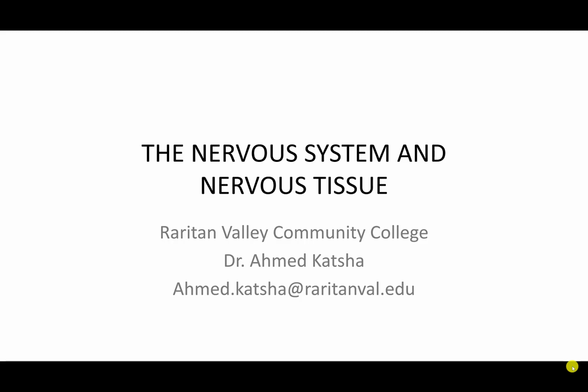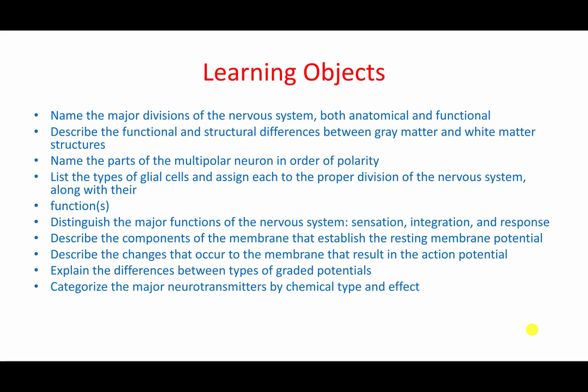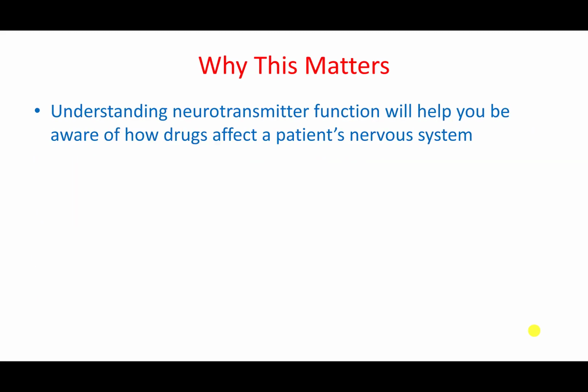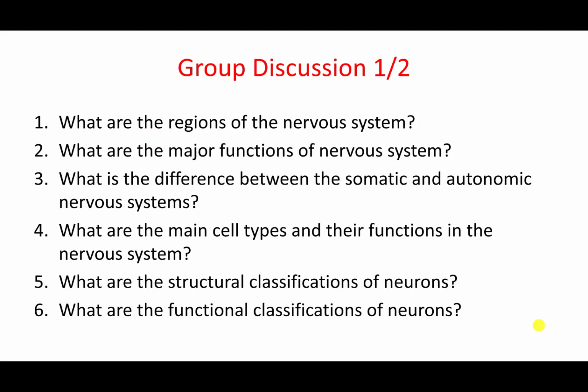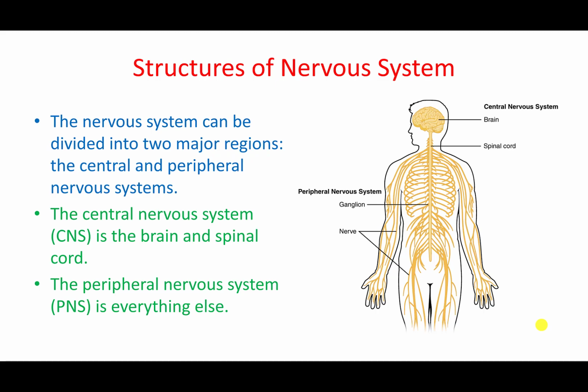Now we are in the nervous system and the nervous tissue. The first chapter is going to talk about the divisions of the nervous system and the types of cells we have there. Also, we will see functions of the nervous system. So there are several ways to classify the nervous system.